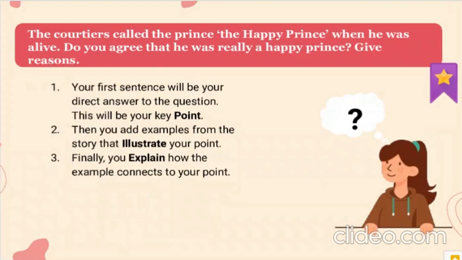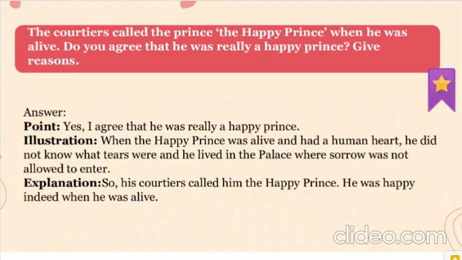The courtiers called the prince the happy prince when he was alive. Do you agree that he was really a happy prince? Give reason. Important question it is. You have to say that when he was alive, he was known as the happy prince. But was he really happy? First of all, it is true, you should agree to that. Yeah, he was a happy prince. When the happy prince was alive and had a human heart, he did not know what tears, sadness, and sorrow are, because he lived in a palace where everything was happy, good and peaceful. No sadness, nothing was there. So his courtiers always called him happy prince because he was always happy and never sad.